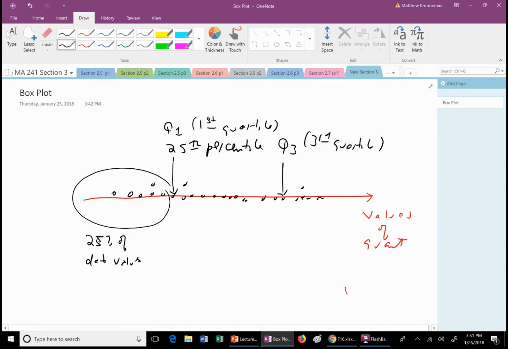So you think of it kind of like quarters, right? 1 quarter is 25, 3 quarters is going to be 75. So this is the 75th percentile. In other words, 25% of the data values lie above it.